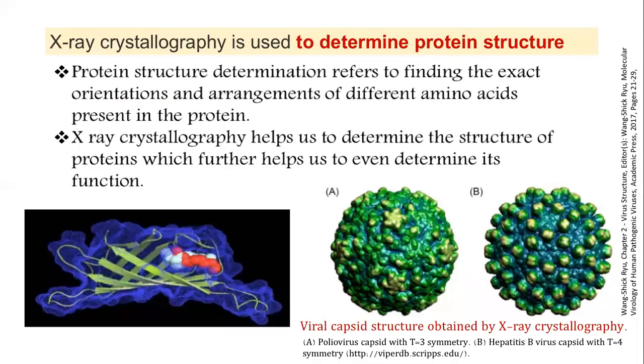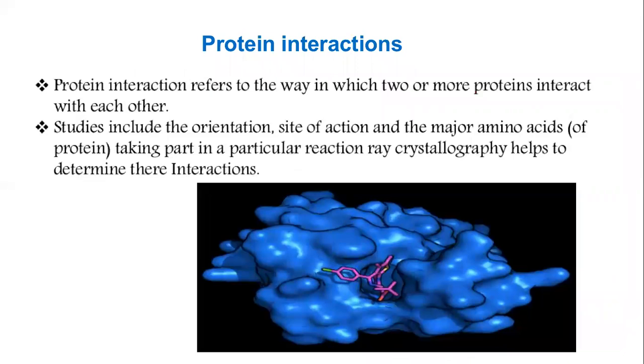As I said, it is very much used in proteomics, determining the structure of proteins. What you're seeing here is a capsid structure of different types of viruses. The first one is a poliovirus, and second is a hepatitis B virus capsid. And by looking at all these, we can also make the drugs to counteract these viral proteins or the viral toxins. And then you can also learn about the interaction between molecules, and that helps us in understanding the function of proteins. This is how the structure formation helps us in understanding the active sites of proteins, major amino acids, where they are present and how they will interact with each other.